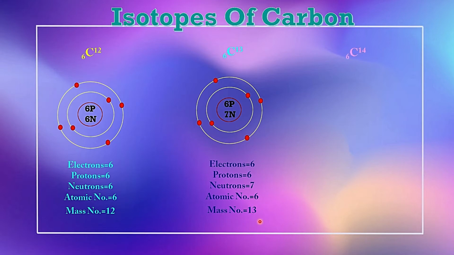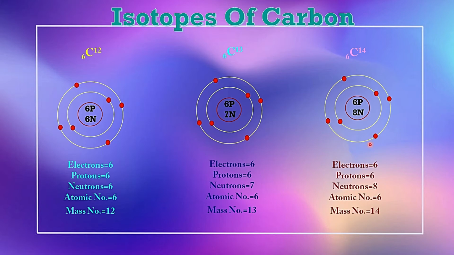The third isotope of carbon is known as carbon-14. This is also radioactive carbon. It contains 8 neutrons. So its subatomic particles are 6 electrons, the same, 6 protons, the same, but 8 neutrons are present over here. Atomic number is the same, 6, but mass number is 14. So these three are isotopes of carbon.